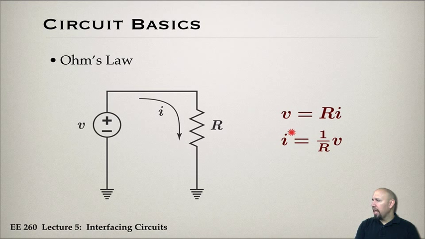Or another way of looking at it, by taking this equation, I can write it this way. The current is equal to 1 over the resistance, remember that's the conductance, times the voltage. Okay, so you have that relationship. That's an important relationship. We'll use that all over the place in analyzing circuits. Ohm's law is a very fundamental law that we'll look at for circuits.